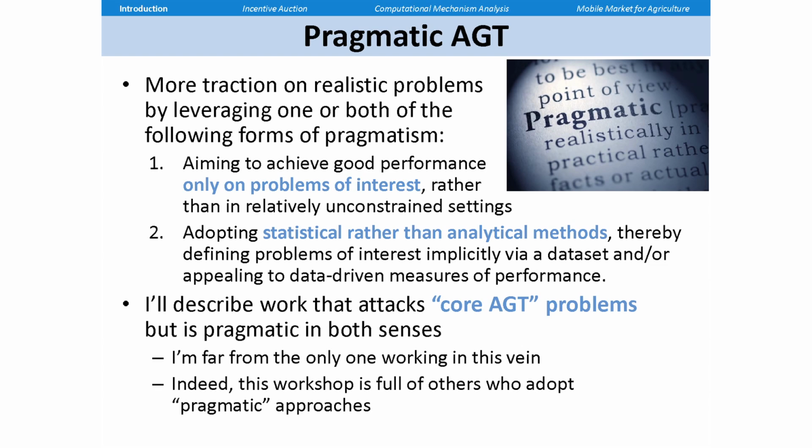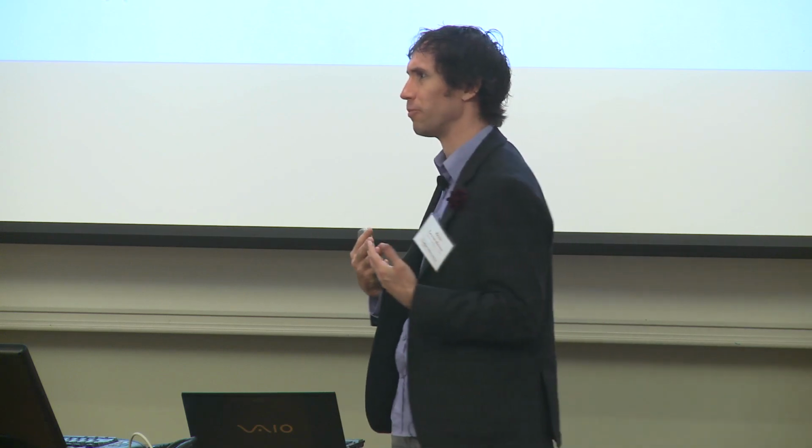The second is to achieve success in statistical rather than analytical terms. This means adopting a data-driven approach where the problems of interest might be defined implicitly by a data set that gives examples of the kinds of problems one cares about, and/or there may be data-driven measures of performance. So we might be scored on some average measure of performance over a data set, rather than proving a theorem about how close to optimality we've come. All of this you can see as a machine learning perspective on how to do work at the boundary of economics and computer science.